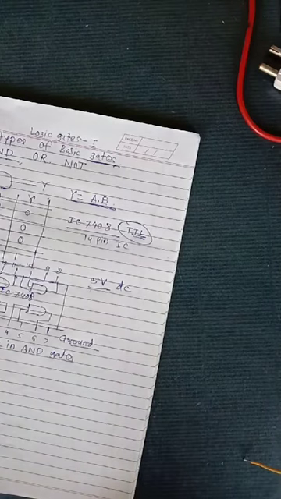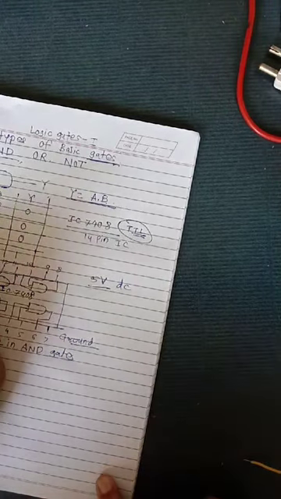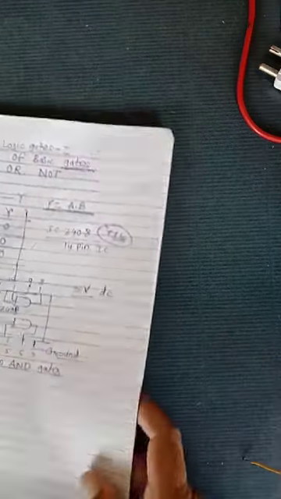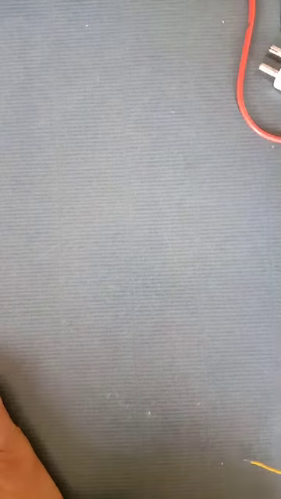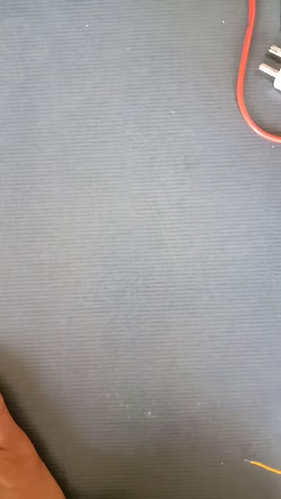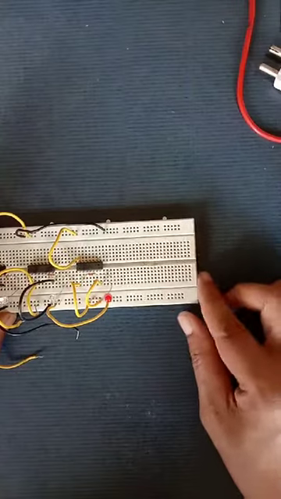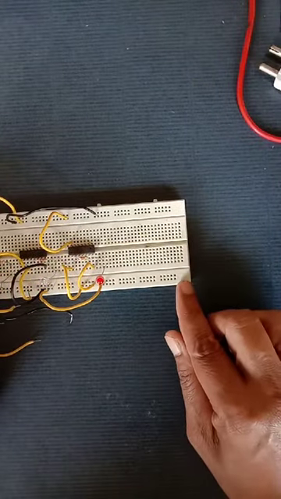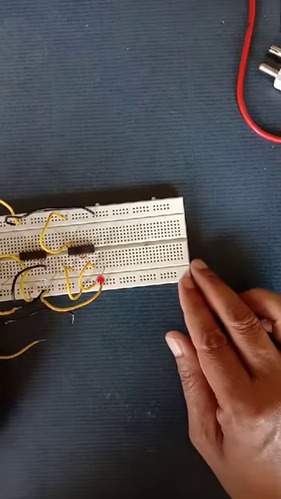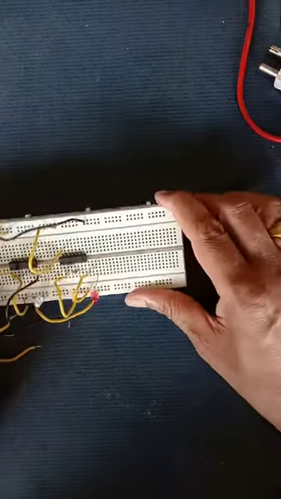Practically, now we are performing this experiment. Here, see, this is the truth table, and as per this truth table we have to check the outputs of the AND gate. And see here, this is a breadboard, and on this breadboard 3 ICs are mounted or connected.